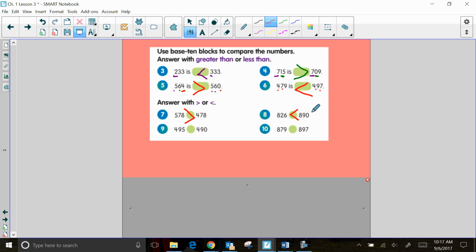You try 9 and 10 on your own. Looking at number 9, 495 and 490, my hundreds places are the same and my tens places are the same. So I have to go all the way to the ones. And 5 ones is greater than 0 ones. So 495 is greater than 490. And the last one on this slide, 800 and 800, 70 and 90. 879 is less than 897.